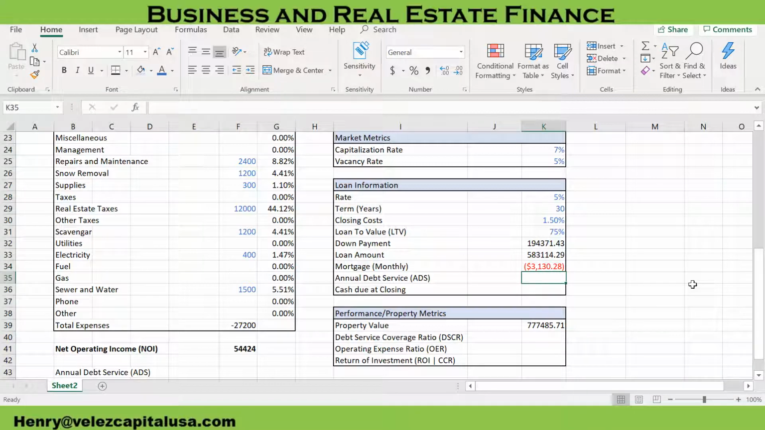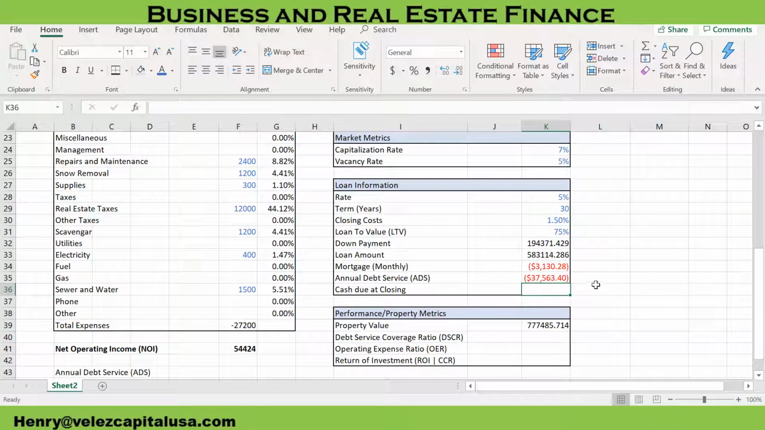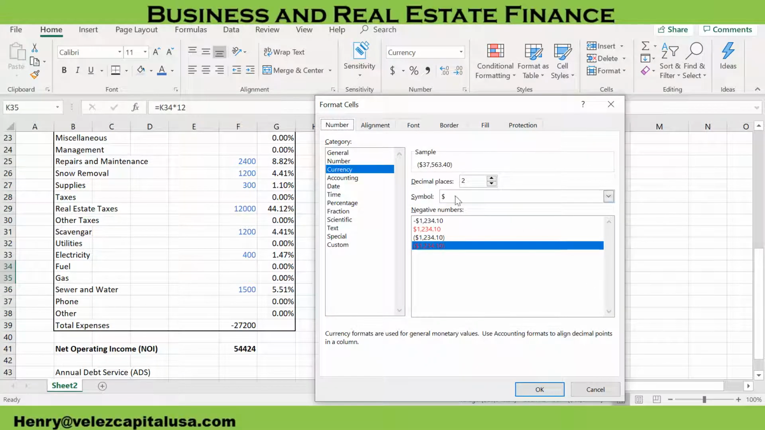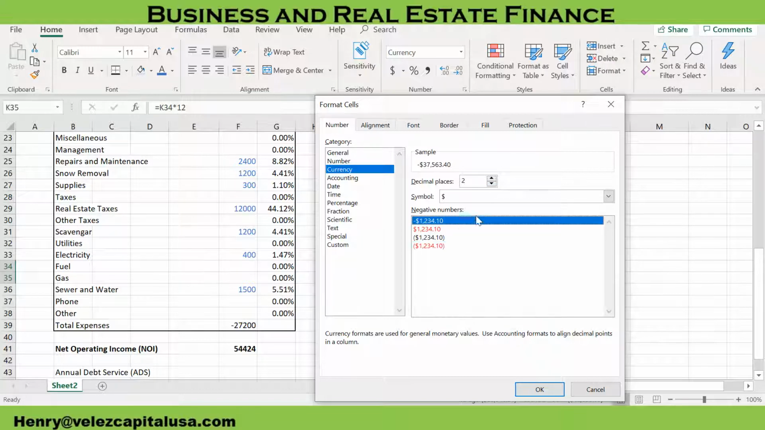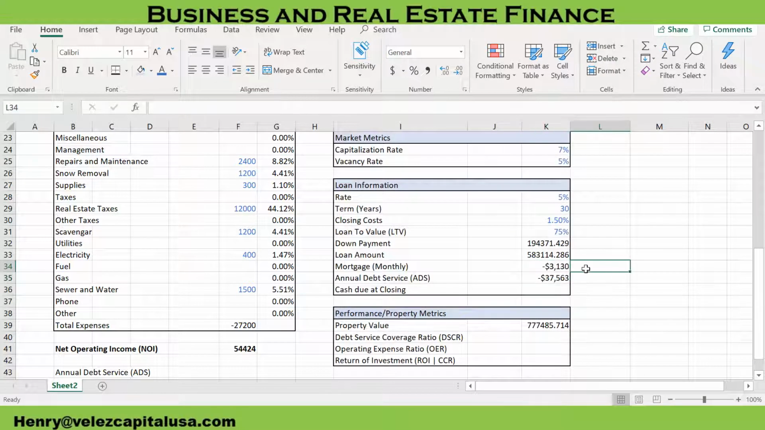So now let's do annual debt service. We just take that, multiply it by 12. Every year, you're paying $37,000 towards the mortgage. All right. Let's change that. We hit Control 1. We're going to make everything uniform, but I kind of want to make it more uniform now. Like, I don't like the red clashing with everything else. We'll do that towards the end, okay?